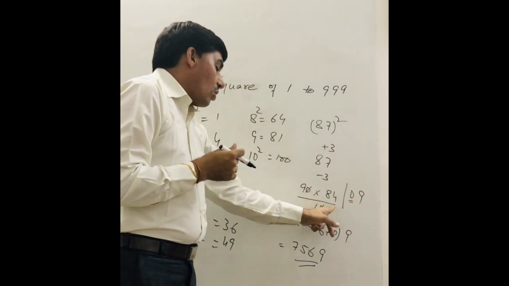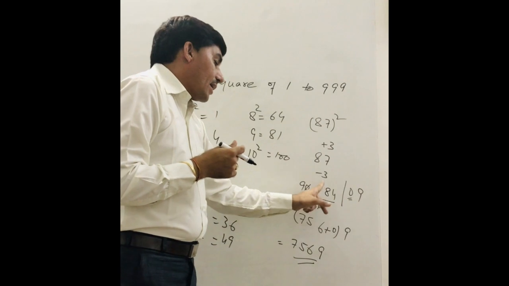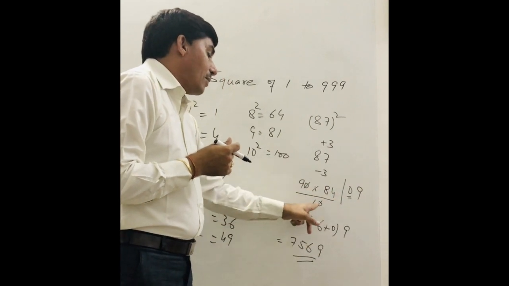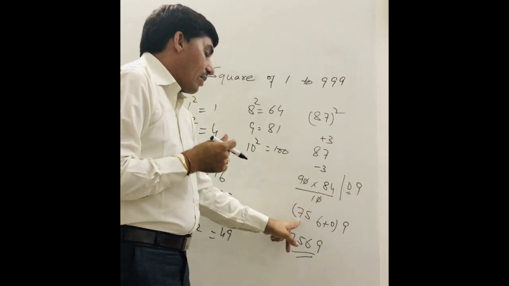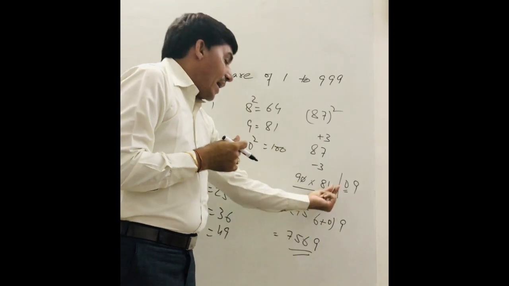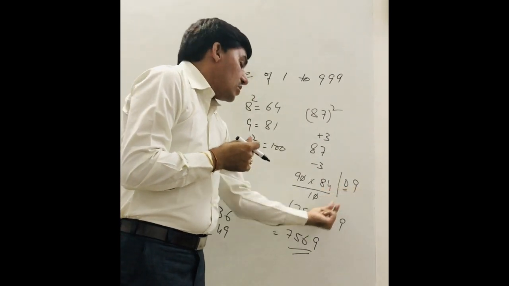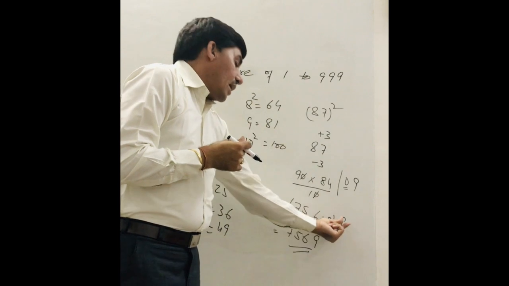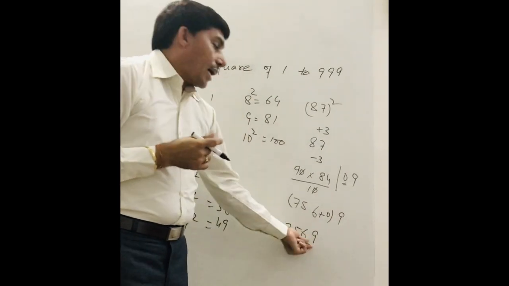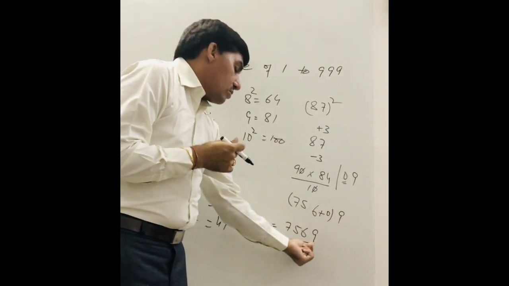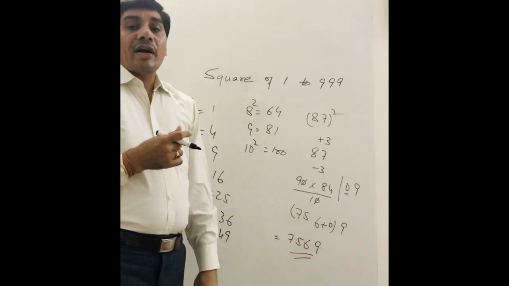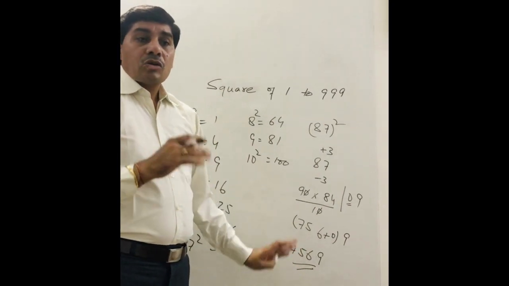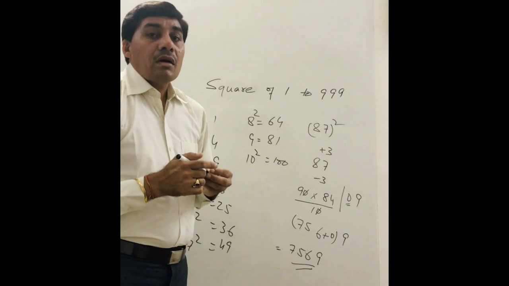Now the multiplication of 90 and 84 divided by 10, we get 756. Add the second digit 0 in 756 and write the 9 first digit in this, so we can get the required result.